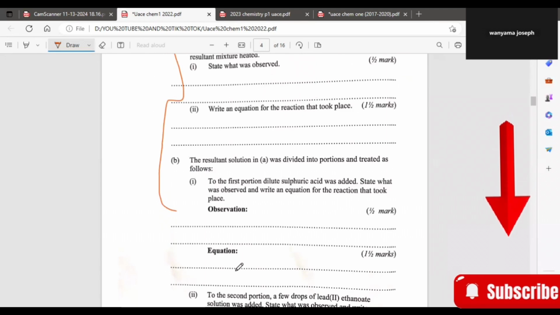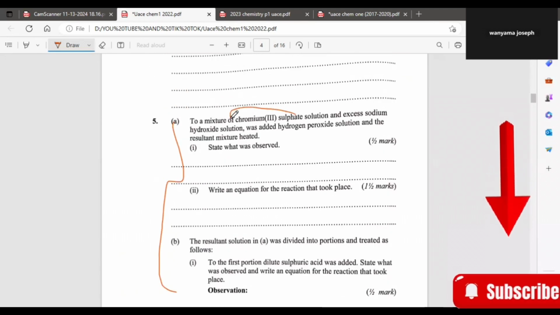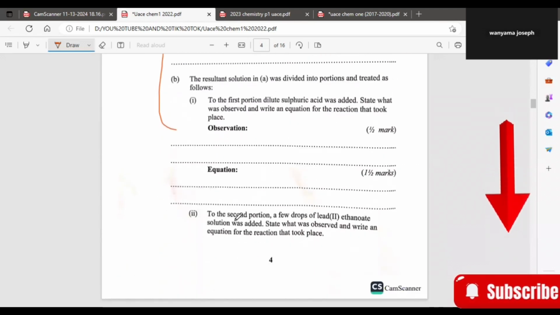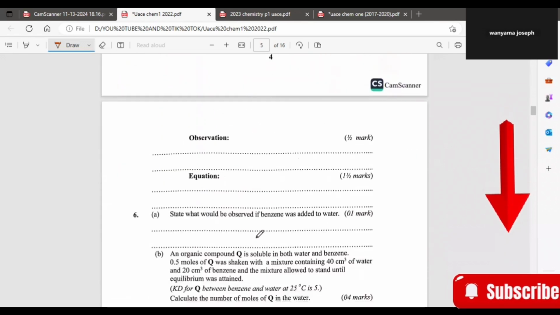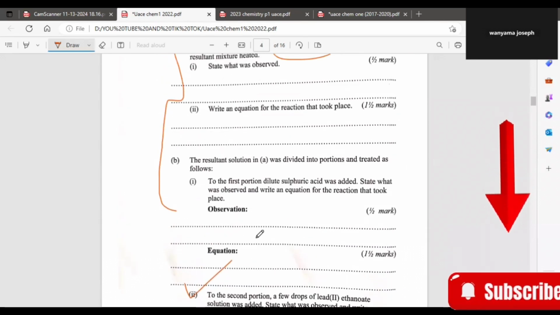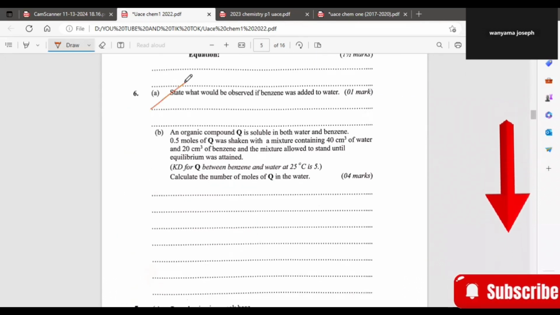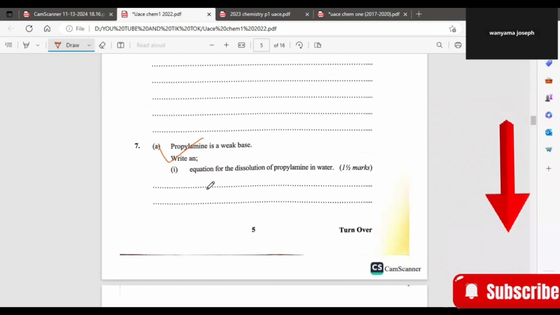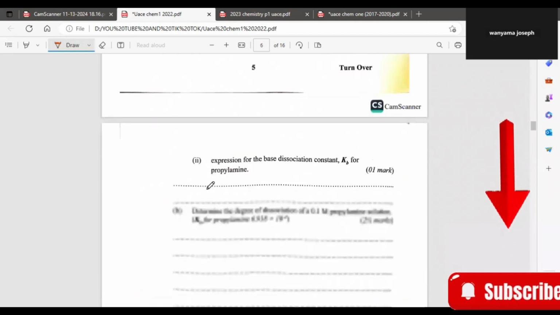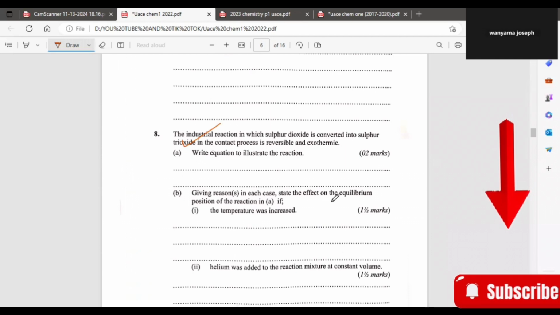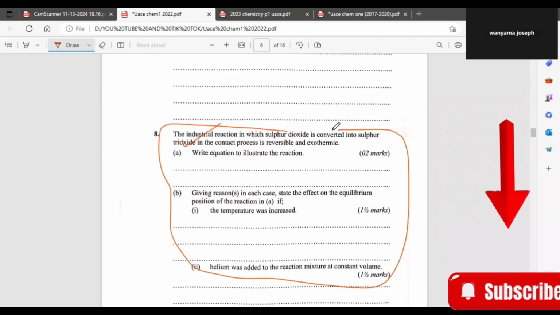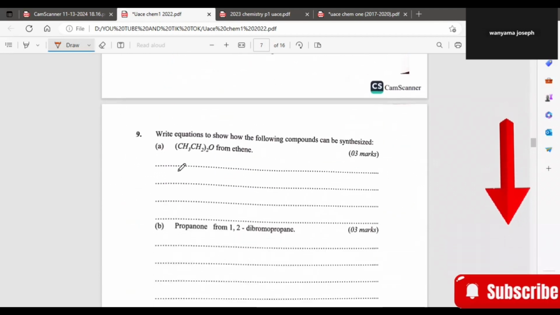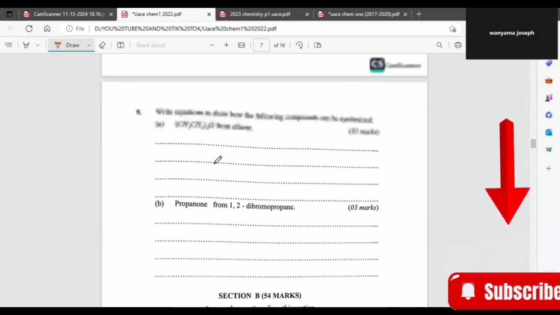This is actually qualitative analysis of chromium ions, the confirmatory tests. These are areas where students don't pay attention; they don't read their practical books, so they end up crashing in such questions. So that is physical chemistry, physical chemistry. This is now also physical chemistry under industrial processes, of course under chemical equilibrium. It's physical, this is organic.